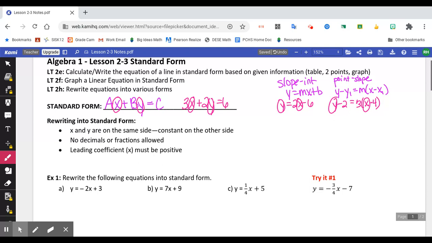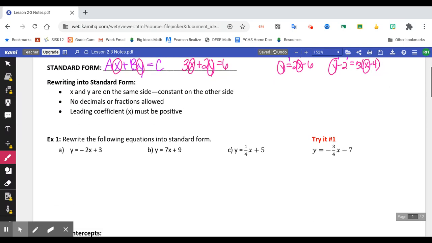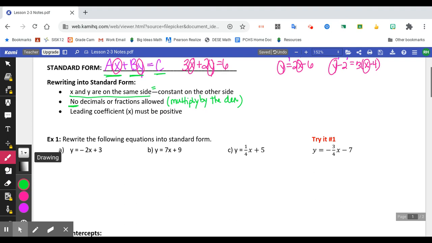So there are 3 rules that you need to know when rewriting into standard form, and they are listed for you here. X and y are always to be on the same side of the equal sign. So if you notice up here, x and y are on one side together and your constant is on the other, okay? There are no decimals or fractions allowed. So in order to do that, we will have to multiply by the denominator to get rid of them, okay? Then the last thing is the leading coefficient of x must be a positive number.